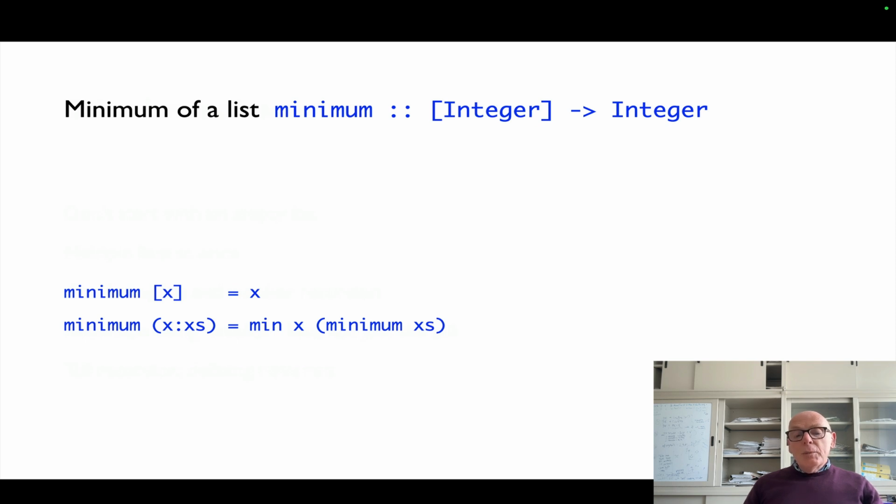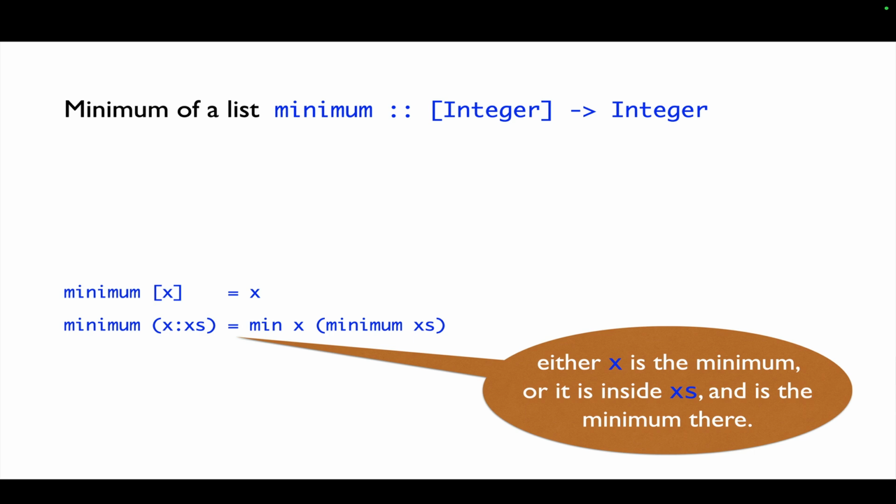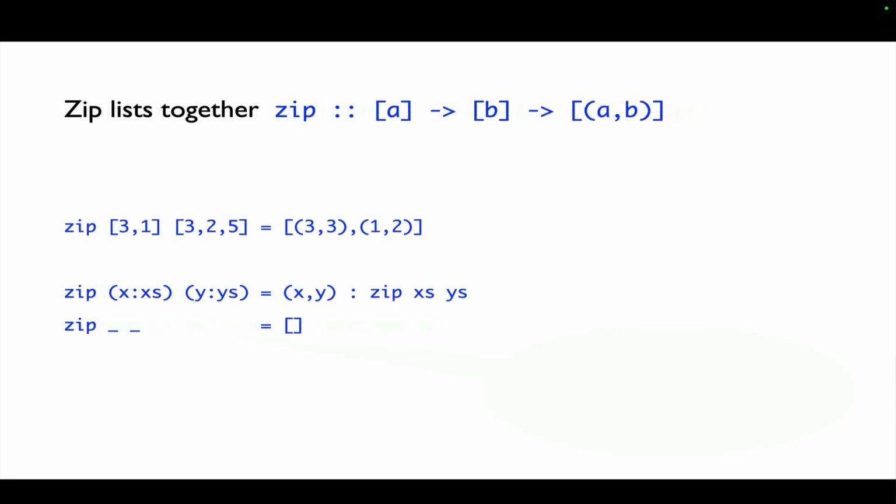So what's the minimum going to be there? Well, either x is going to be the minimum, or it's going to be inside x's, in which case it'll be the minimum of x's. So what we do is we take the minimum of those two. We take the minimum of x and the minimum we've already calculated of x's, and that gives us our definition. So it's like the standard template, except it's only defined over non-empty lists, and we started off at a singleton list rather than at an empty list.